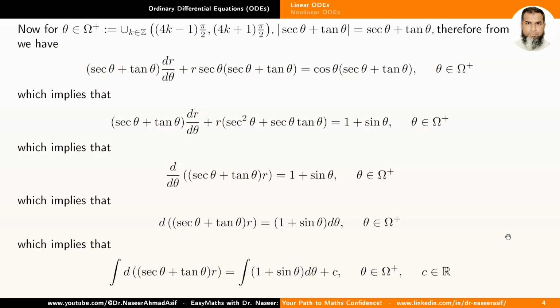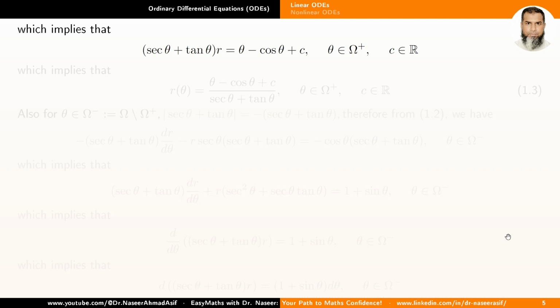Now integrating, we have integral of d of (secant theta plus tangent theta) into r is equal to integral of 1 plus sine theta d theta plus c, where theta belongs to omega plus and c is an arbitrary constant. So we have (secant theta plus tangent theta) into r is equal to theta minus cosine theta plus c, where theta belongs to omega plus and c belongs to R. So we have r of theta is equal to (theta minus cosine theta plus c) over (secant theta plus tangent theta), where theta belongs to omega plus and c is an arbitrary constant.